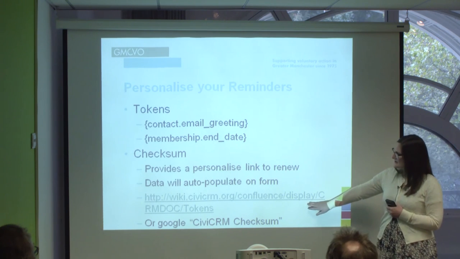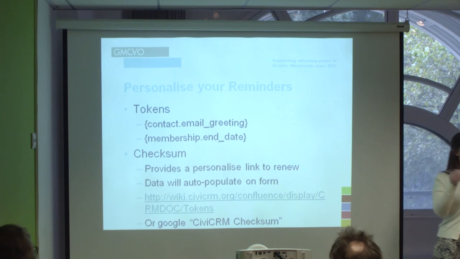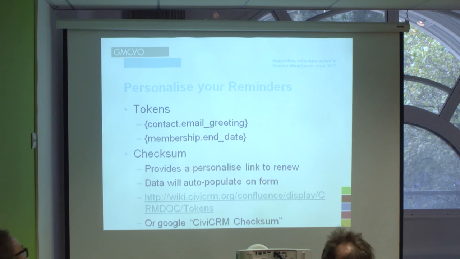So I've put a link here. I think the slides will be sent out afterwards to the wiki, where they detail how to build your checksum links. You can build them for profiles, contribution pages, and event pages, so make sure you look for the contribution page link. And they're divided by your CMS, whether you're Drupal, WordPress, or Joomla. So just have a look there. It'll tell you the process for each one.